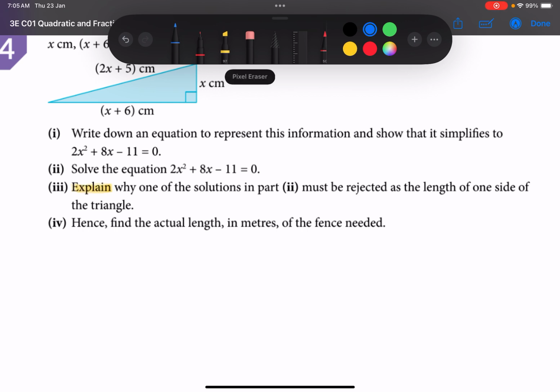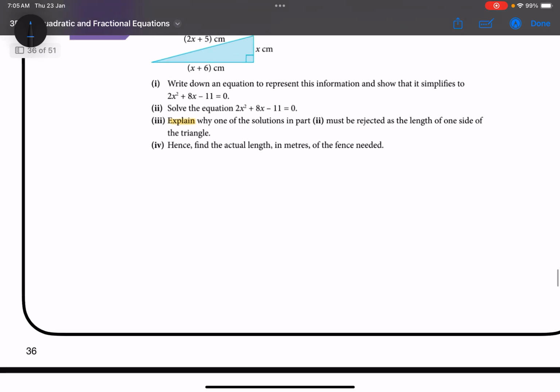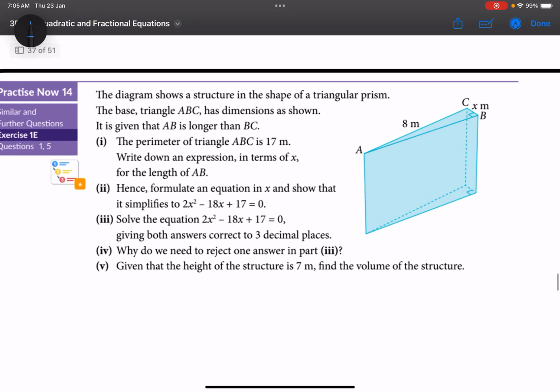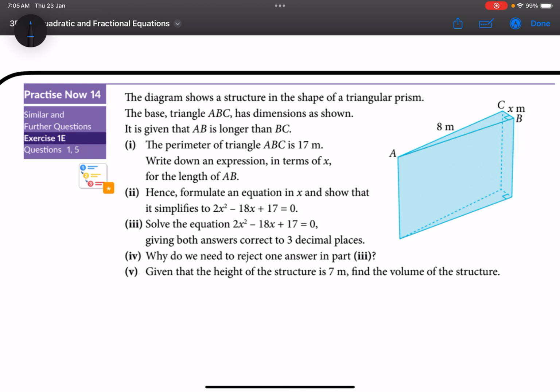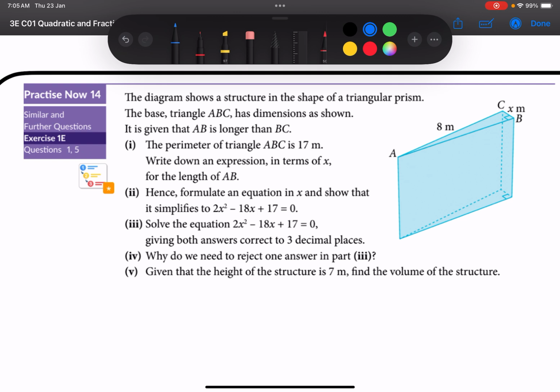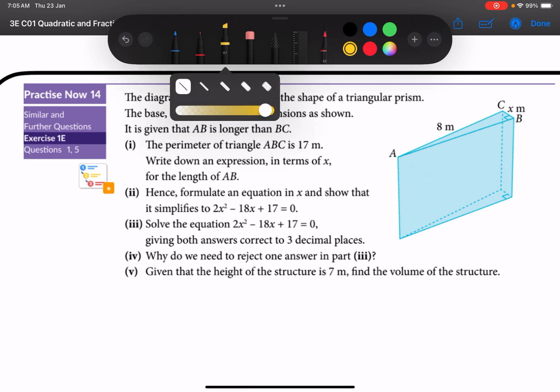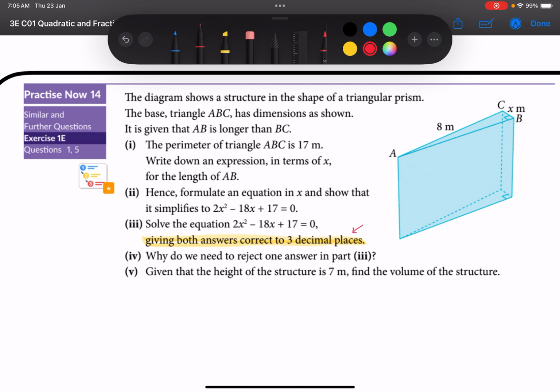Let's look at a more realistic Sec 3 question. Go down and you will see practice now 14. How do I know this is a Sec 3 question? Because down here in this question you will see, darker bit, both answers correct to 3 decimal places. The moment I see this, I know that I need to use formula. And I know that the answers are ugly.